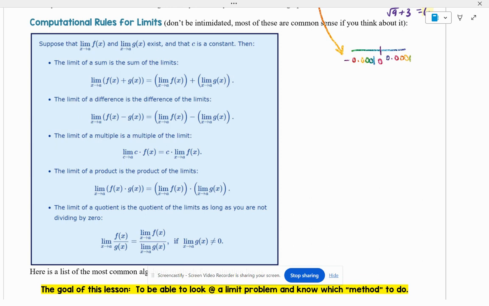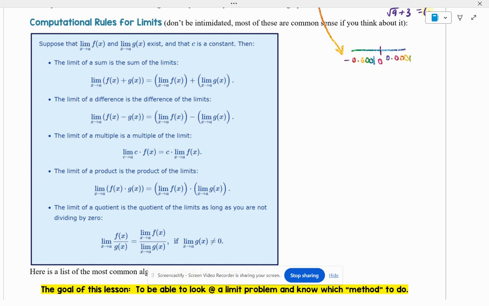Limit of a multiple is a multiple of the limit. So it's basically just like you can factor out a constant and the limit remains the same. You just multiply that limit by the constant at the end. These are not particularly useful. The limit of a product is the product of the limits. Got it. The limit of a quotient is the quotient of the limits as long as you are not dividing by 0. This becomes useful in like 2 days. Not just yet. Okay? They're here.